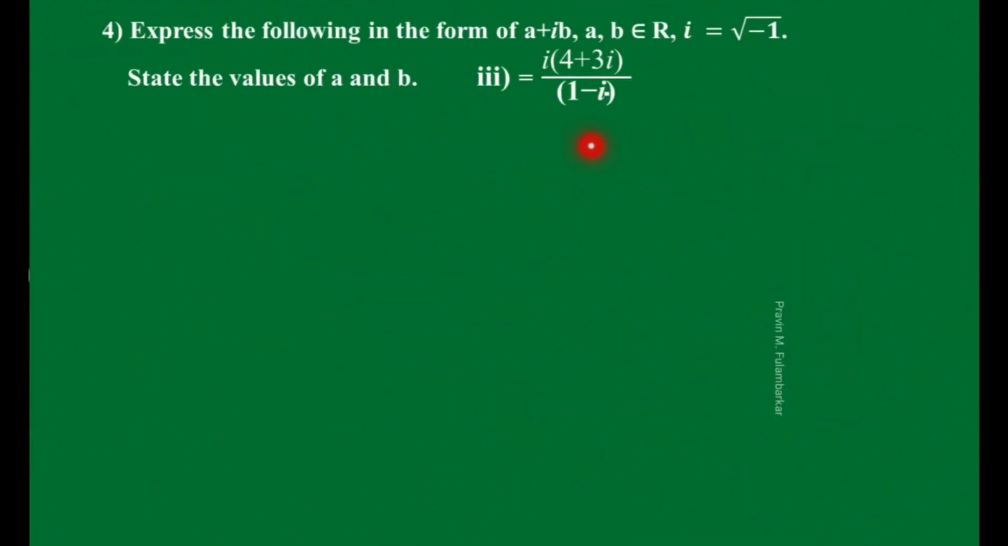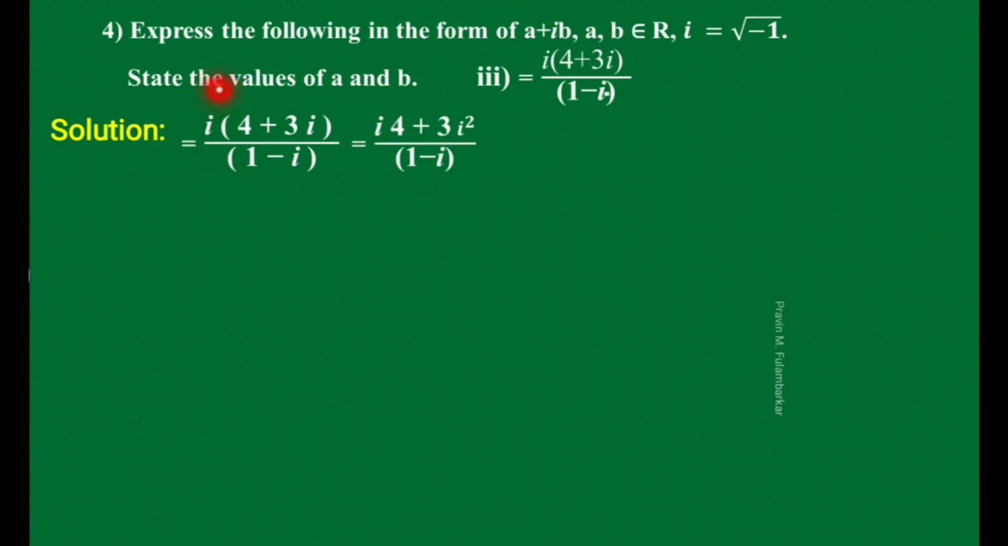Now see third sub question of question 4. i into (4 plus 3i) upon (1 minus i). So here the numerator is in product form, so first we calculate the numerator, then we take the conjugate of the denominator. In the solution, first we write the given expression as it is.